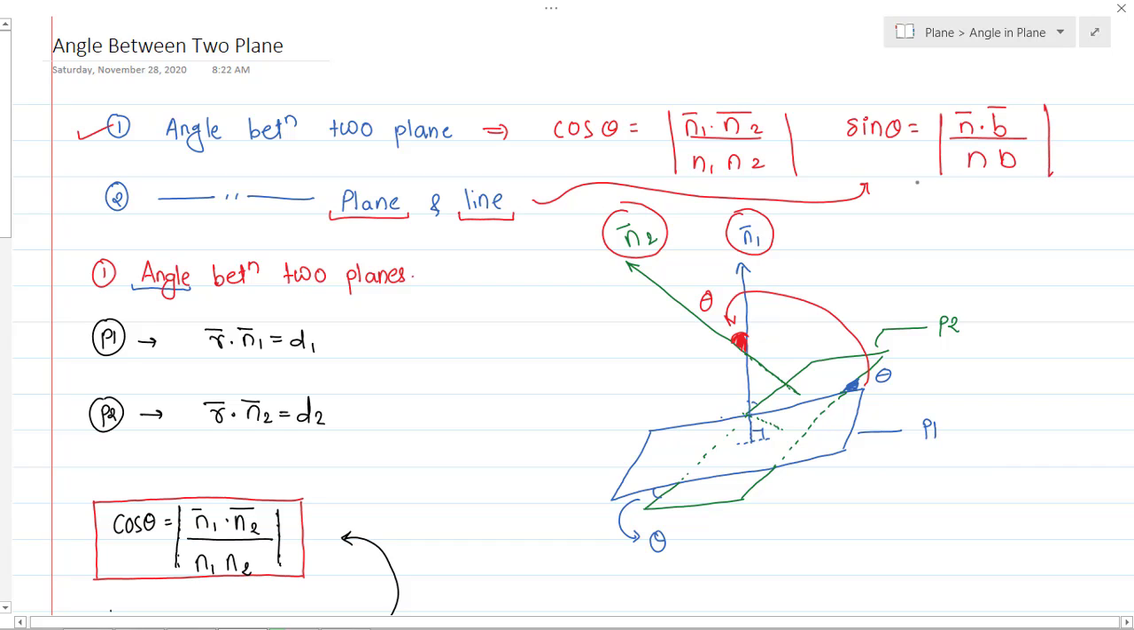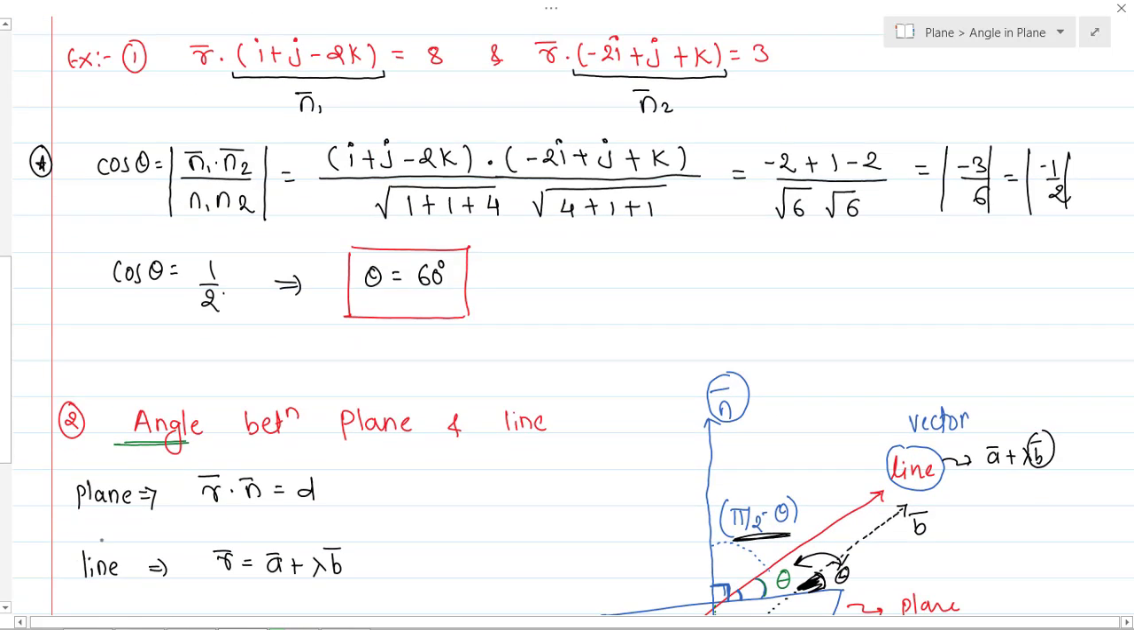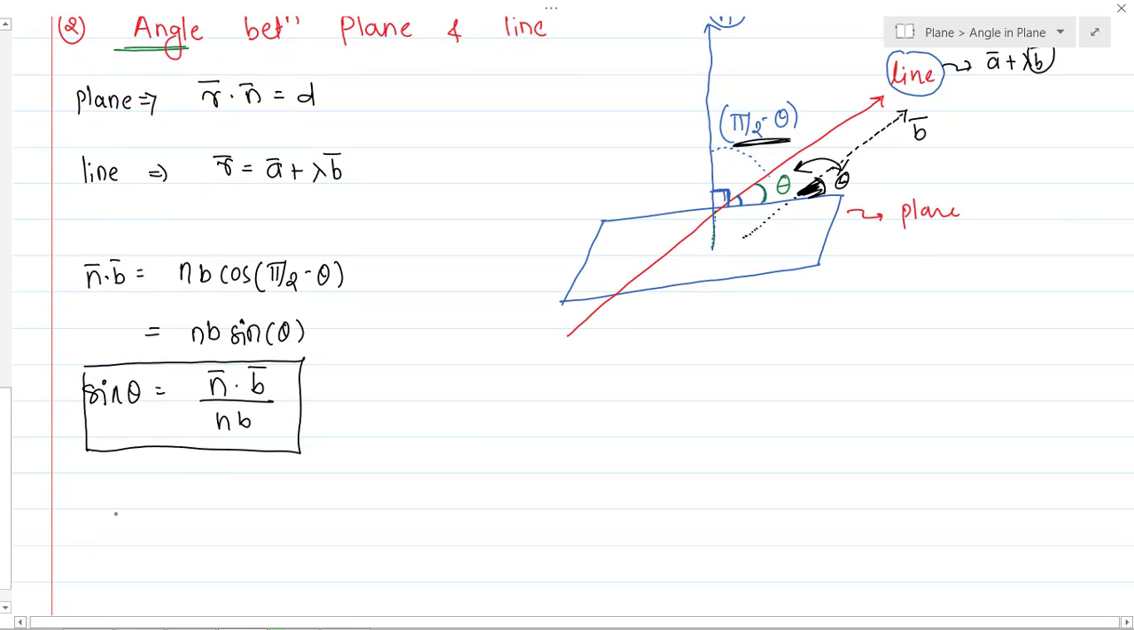Remember, if both are planes, you have cos, and if both are lines, then also we have cos, which we have studied in our lines chapter. If one is a line and the other is a plane, then we have sin theta. Great. So let's see a question based on this.